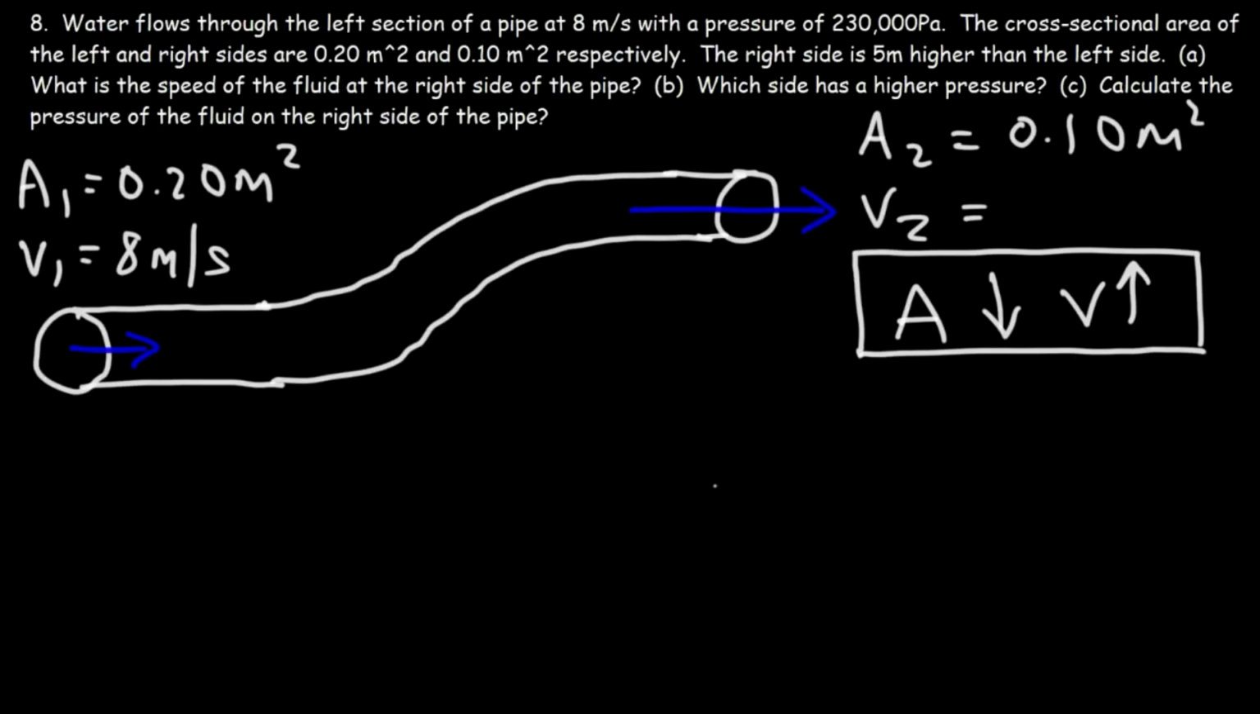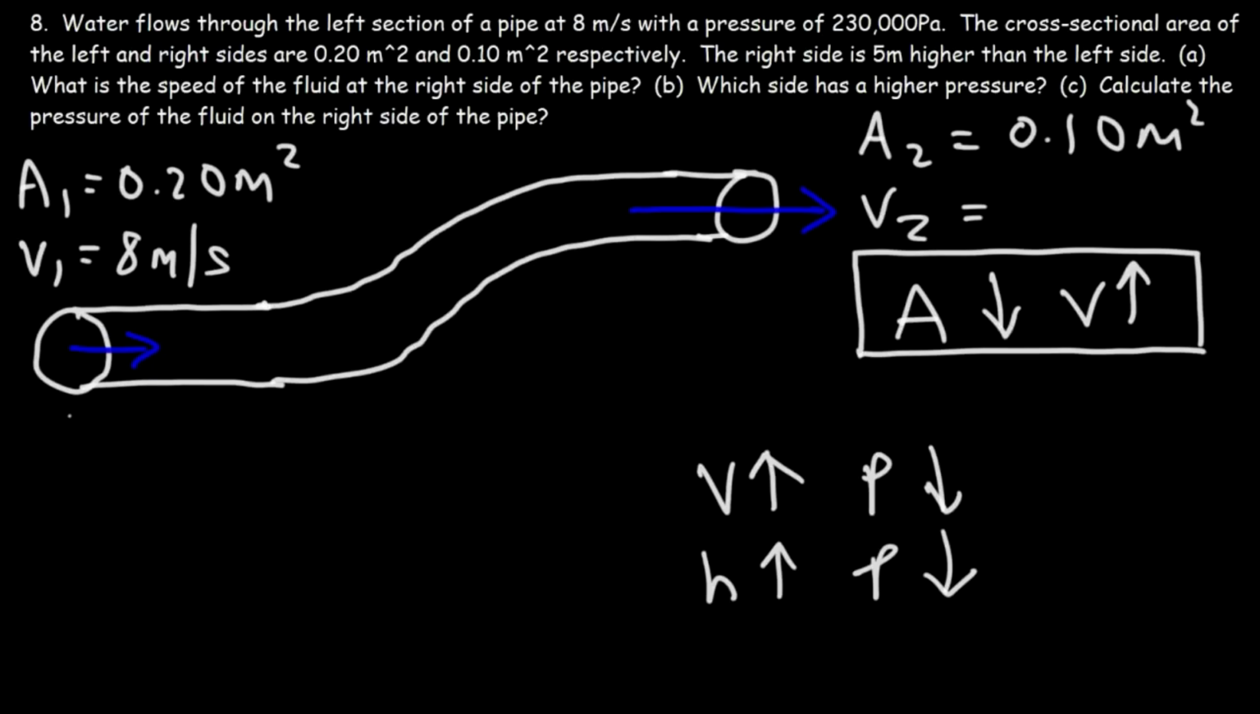Now, something that you need to be familiar with is that as the speed of the fluid increases, the pressure decreases. Pressure is going to be higher on the side with the lower fluid velocity. Now, the second thing is the height. As the height increases, the pressure also decreases. And you could figure this out based on Bernoulli's equation. But these are some things that you want to keep in mind.